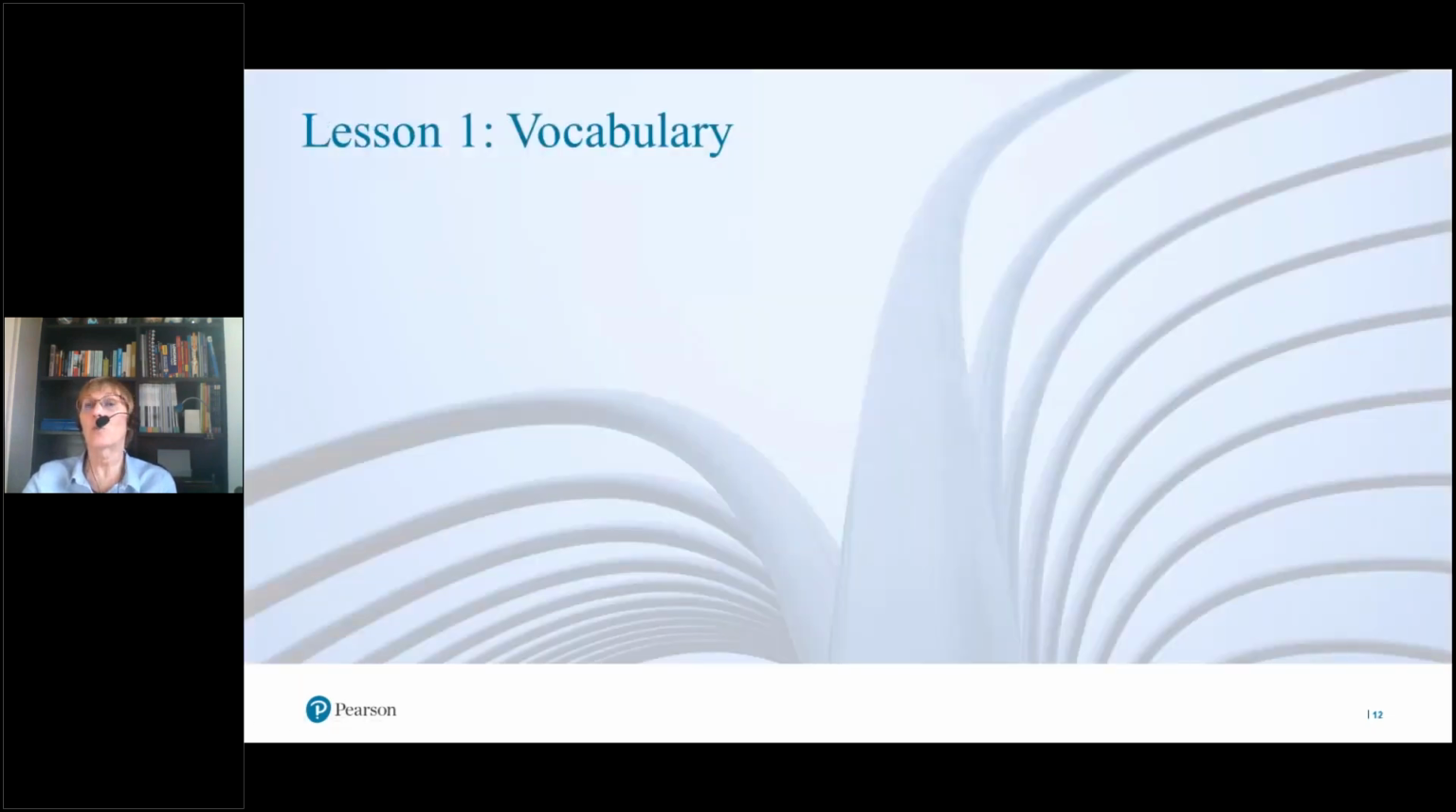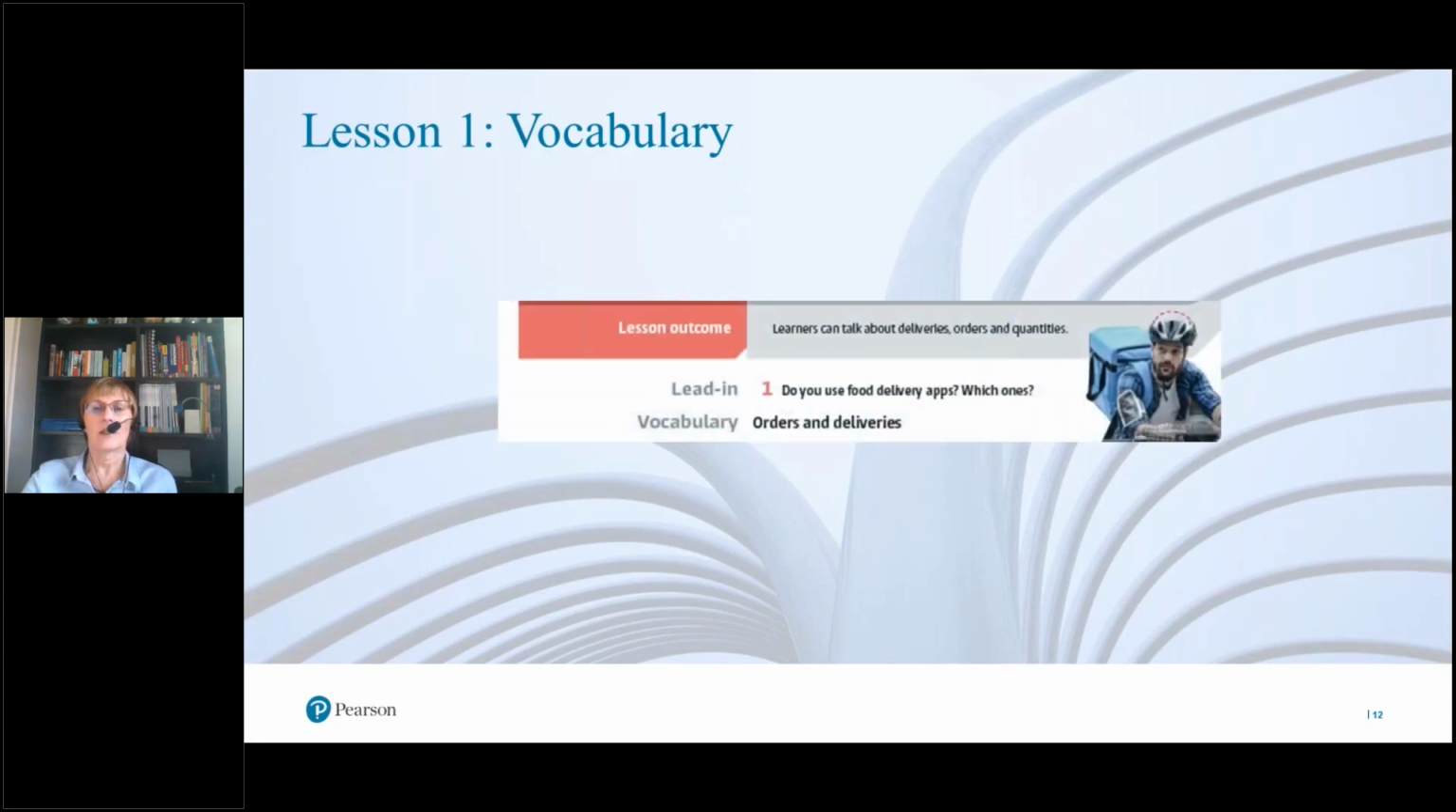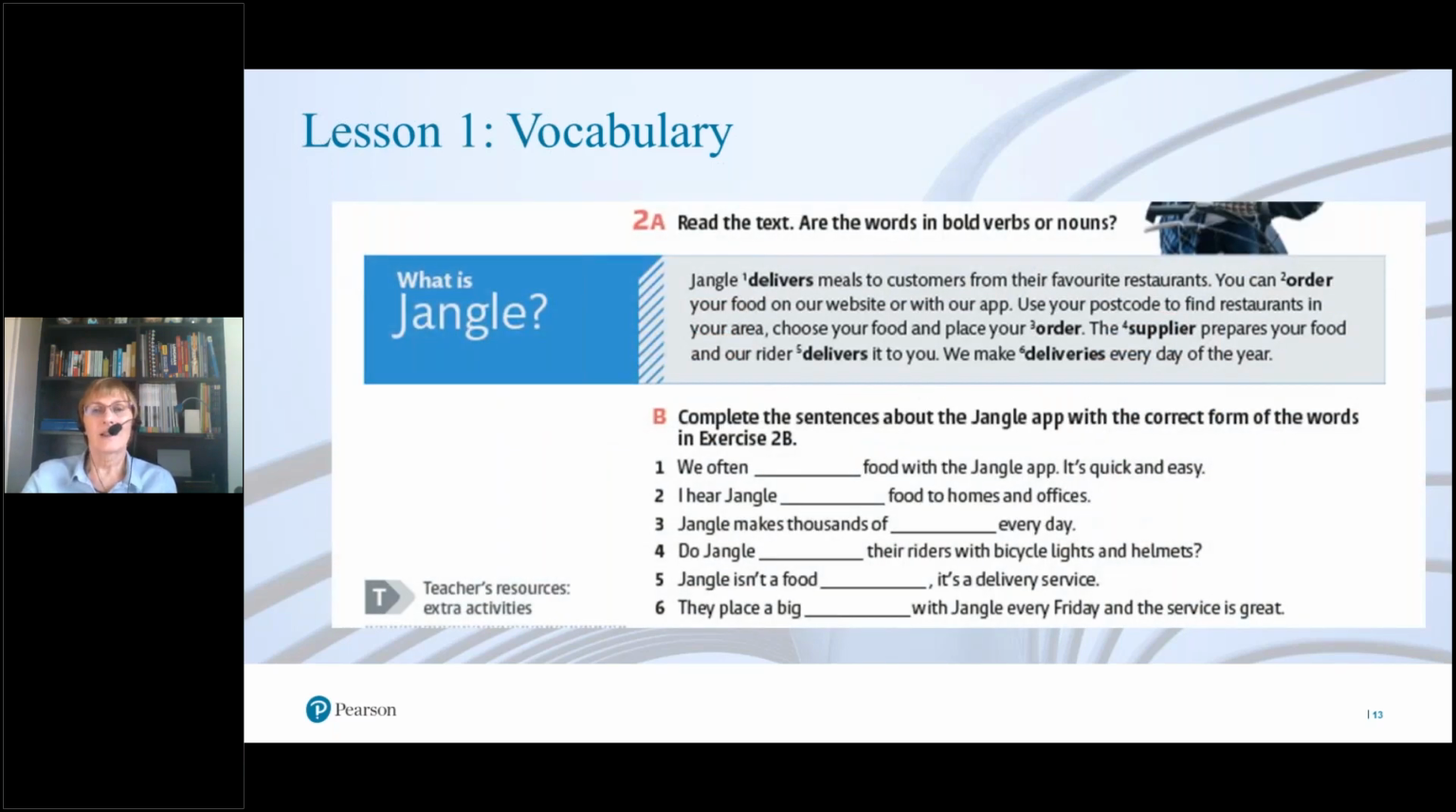So now I'll move on to the examples from A2 level, from elementary level, of how we've incorporated that particular lexical set. So they will start the lesson on doing business, and the outcome is learners can talk about deliveries, orders, and quantities. So deliveries and orders is the vocabulary focus, and quantities is the grammar focus. And then they get a simple personalized question to think about food apps and which ones they use. Then what they see next is the key lexical items in a very short text. As you can see, they're highlighted in bold.